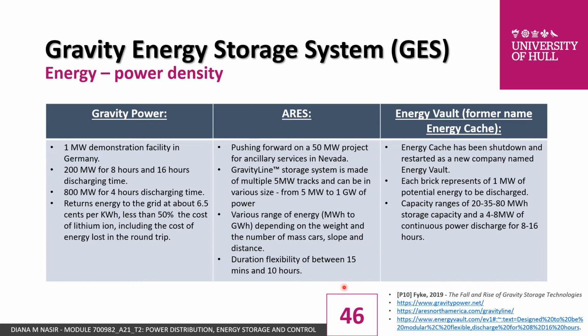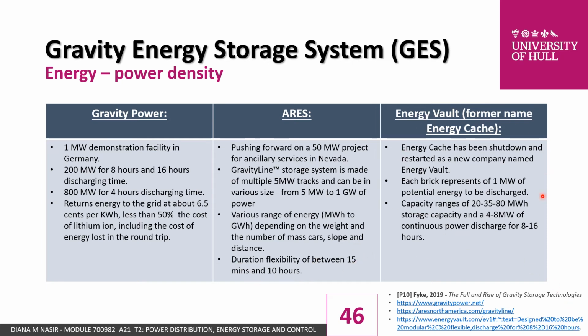For the RS system, which uses rail tracks, this is made of multiple megawatt-hour tracks and can be in various sizes from 5 megawatts to 1 gigawatt of power. Of course, it has more variety in terms of the range of energy density, which depends on the weight and the number of mass cars, the slope and also the distance. In terms of duration, the duration of charging and discharging is between 15 minutes and 10 hours.